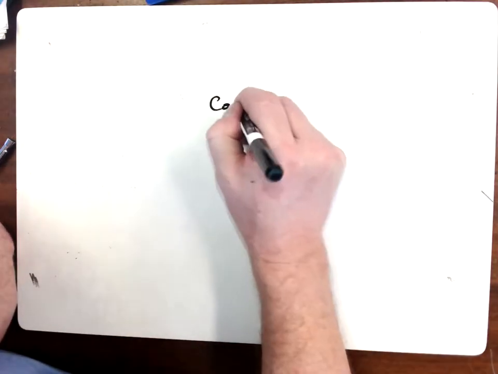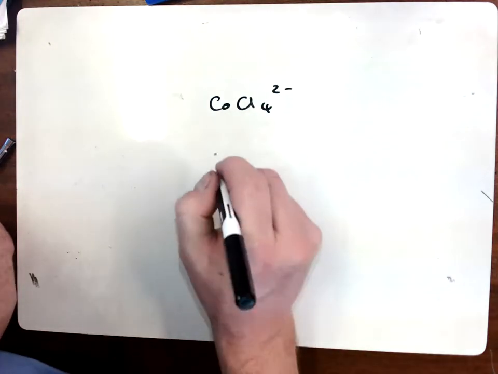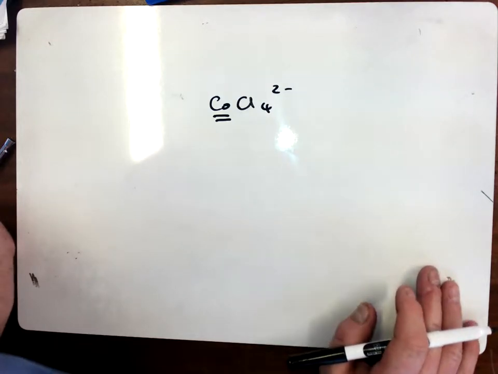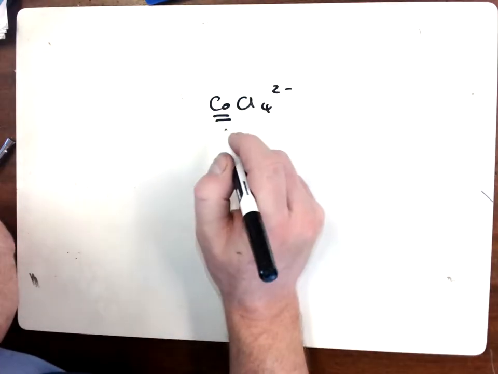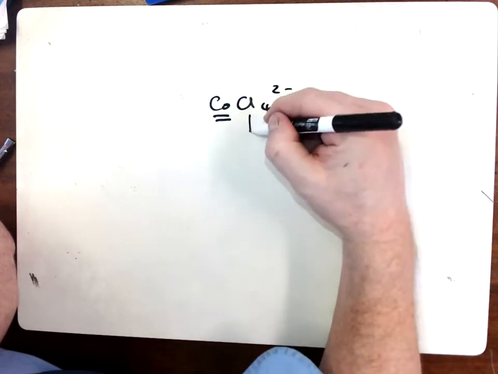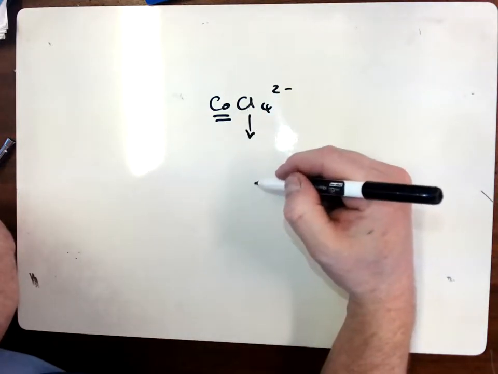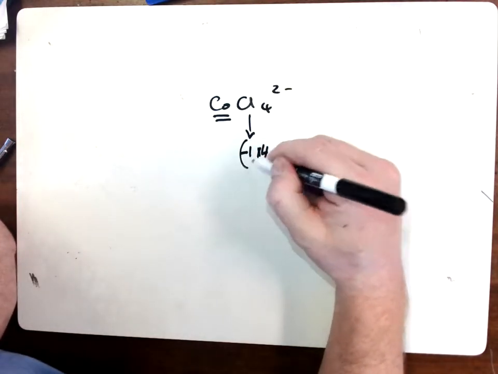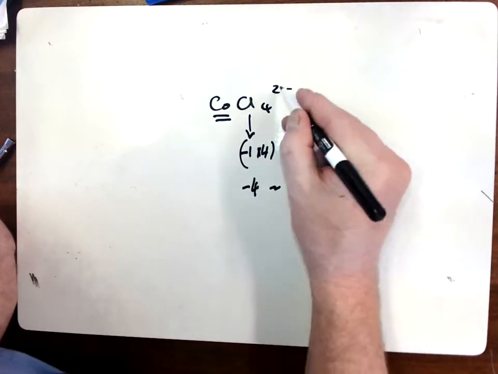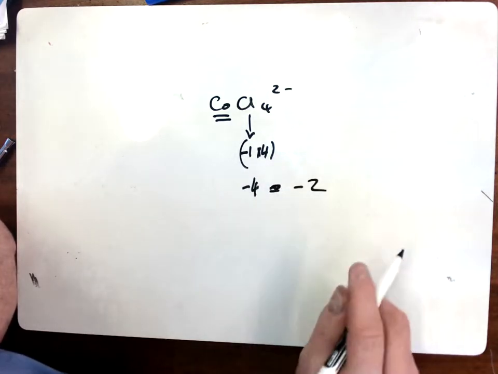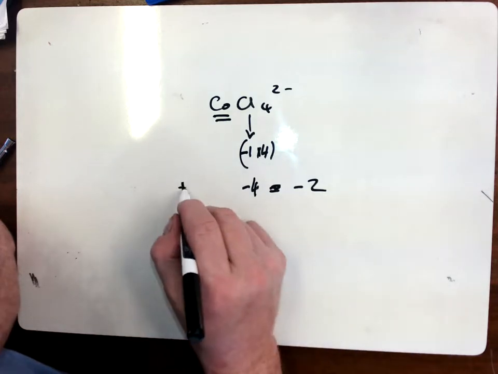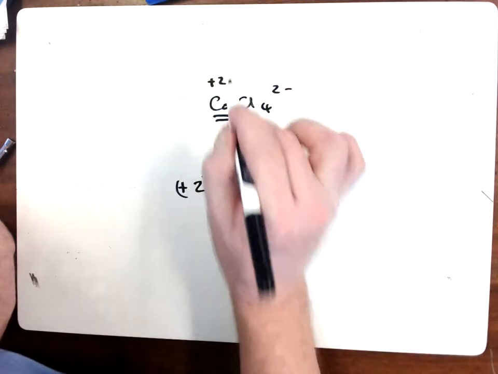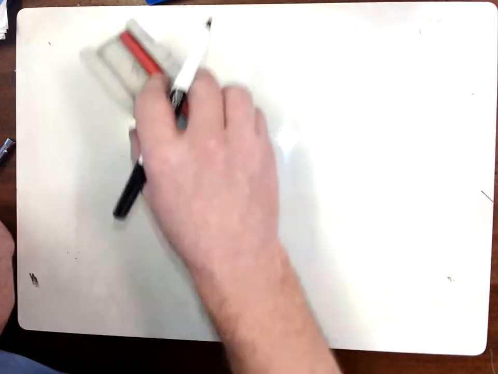So if we look at cobalt chloride, formula as so. It's a complex, right? So we have cobalt chloride. We have chlorine is -1 except when attached to oxygen and fluorine. It's attached to neither in this instance, so it's -1. Total contribution being -4. Overall charge is -2. So the cobalt therefore must be +2 because +2 minus the 4 equals the -2. So cobalt is in its +2 oxidation state.